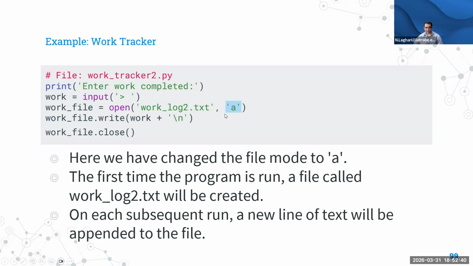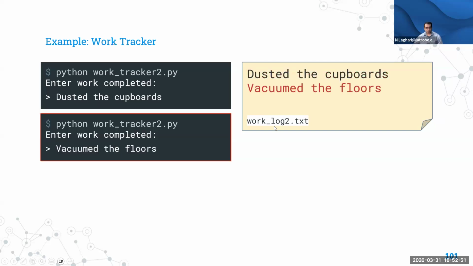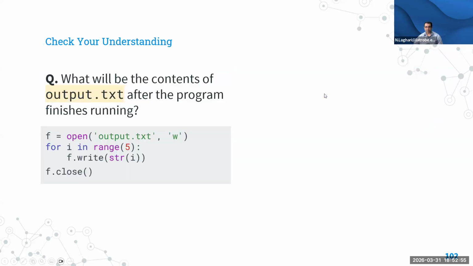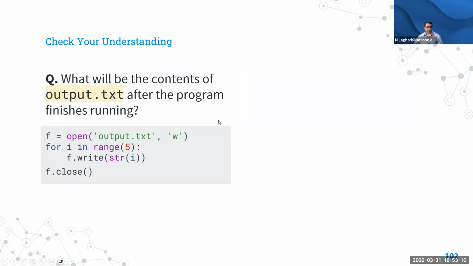Now, once we change it to A mode and try with a similar program, we say dusted the cupboards, then we close it, open it again, and write vacuumed the floors. Now you see it has both lines added to it. It's not going to delete that, right? So this is the difference between the two modes.